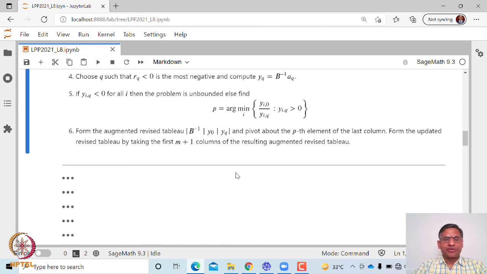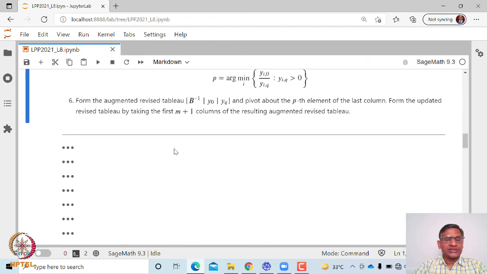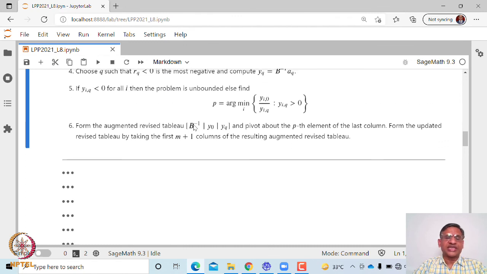Okay. So you are saving a lot of time, which is consumed in order to apply pivoting to non-basic columns in the simplex method, which do not enter into the basic variable. Okay. Next, let us look at how we can solve this using Sage math.